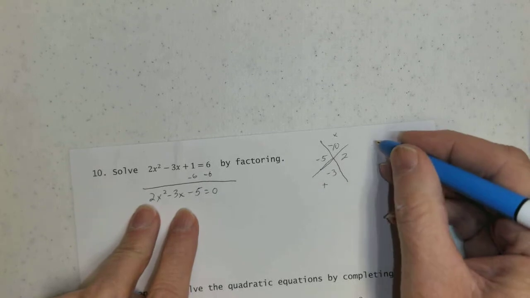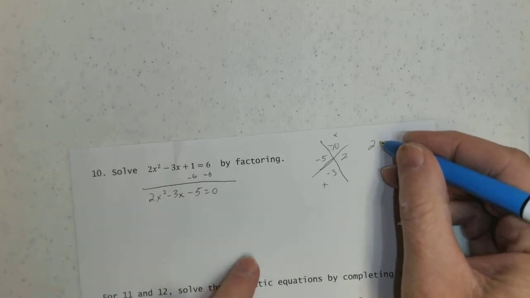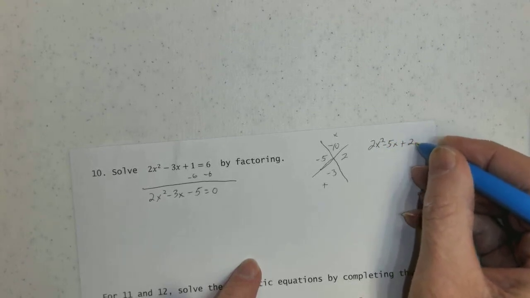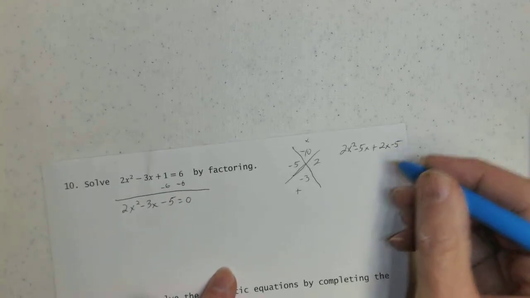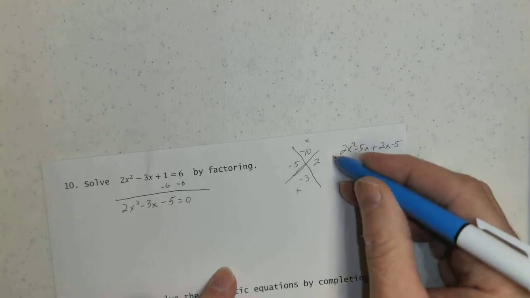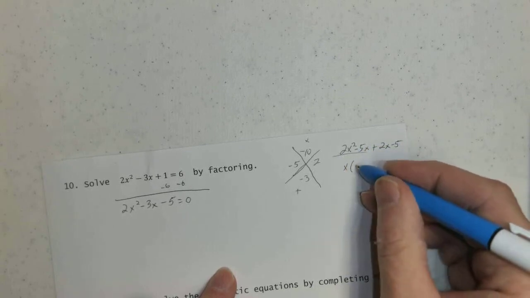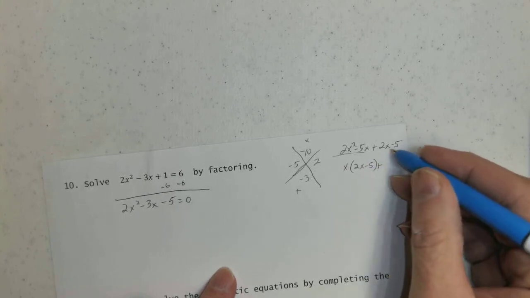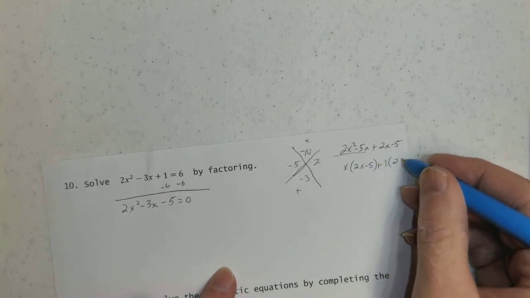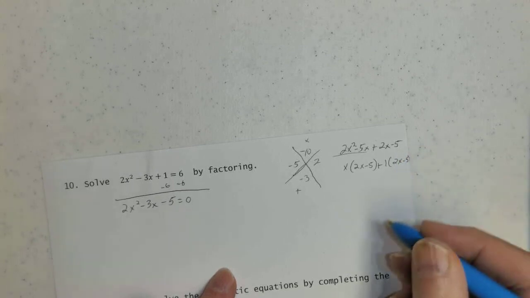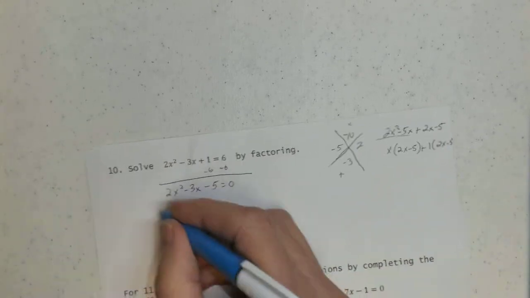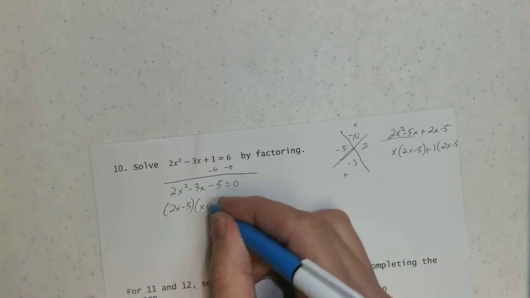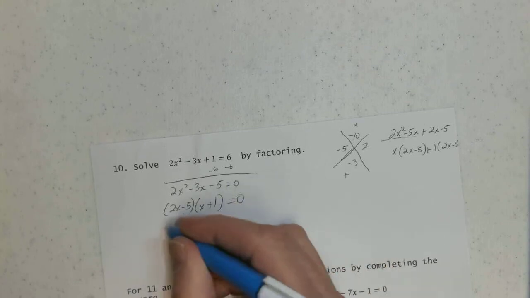I'm going to do the factoring over here, and then I'll write the factored form right here. 2x squared minus 5x plus 2x minus 5. Okay, GCF there is x, and I'm getting 2x minus 5 plus, and I'll use 1 for the GCF there for those. Alright, so 2x minus 5 times x plus 1 equals 0.